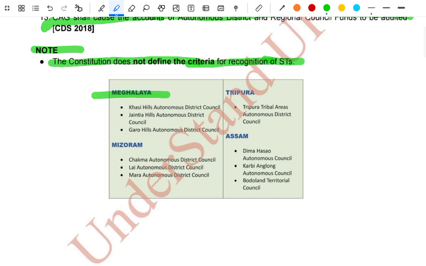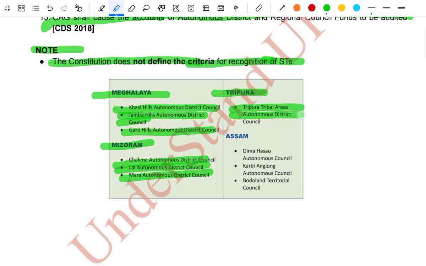Meghalaya: Khasi Hills Autonomous District Council, Jaintia Hills Autonomous District Council, Garo Hills Autonomous District Council. Mizoram: the Chakma Autonomous District Council, Lai Autonomous District Council, Mara Autonomous District Council. Tripura: the Tripura Tribal Areas Autonomous District Council. Assam: the Dima Hasao Autonomous Council, Karbi Anglong Autonomous Council, Bodoland Territorial Council.